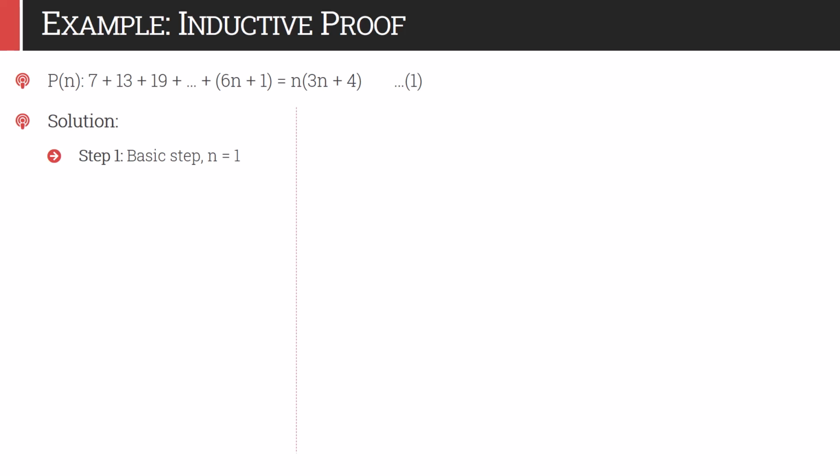First we'll start with the basic step. We'll consider n equal to 1, and the first term of this series is 7. So the left hand side is 7. On the right hand side, if we replace n by 1, that would be 1 times (3 times 1 plus 4), which is 7. As we can see, the left hand side is the same as the right hand side. So P(1) is true.